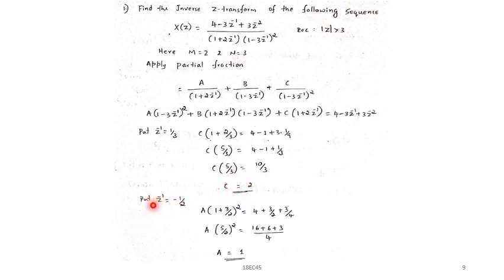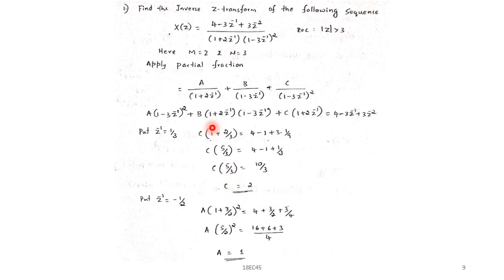Next I will find A by putting z inverse equal to minus 1 by 2 in equation 1. Here A into 1 plus 3 by 2 whole square is equal to 4 plus 3 by 2 plus 3 by 4. Substituting all the values, I get 5 by 2 whole square on the left and 16 plus 3 divided by 4 on the right. So it is 25 by 4 on both sides. So A is equal to 1. So I got the values of C and A.